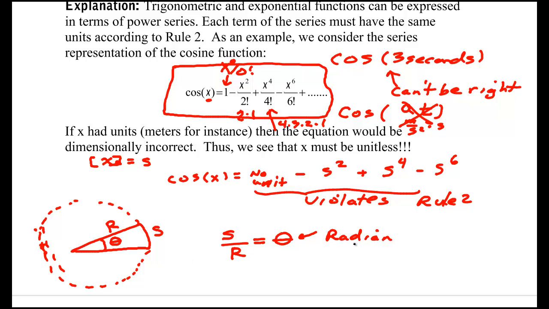So radians are, what does the calculator do? When you put in the cosine of 45 degrees, it converts it first to radians inside, and then it does this. It knows you can't be using degrees, and so it fixes that problem itself.